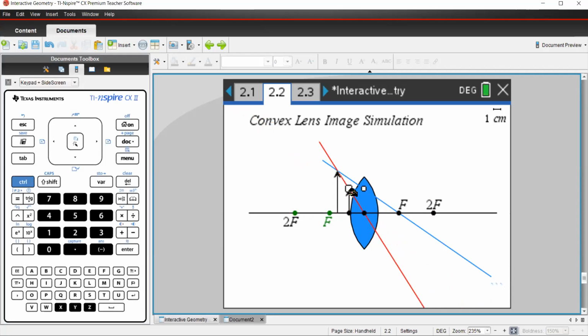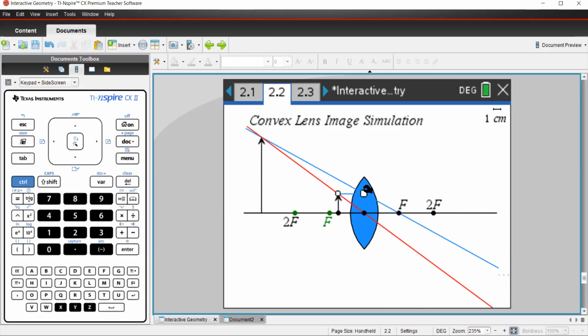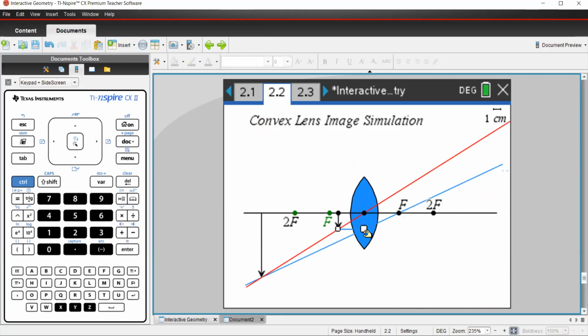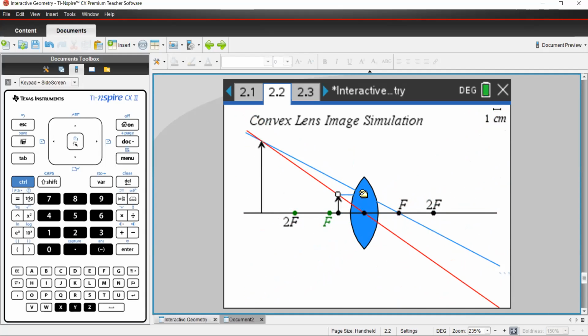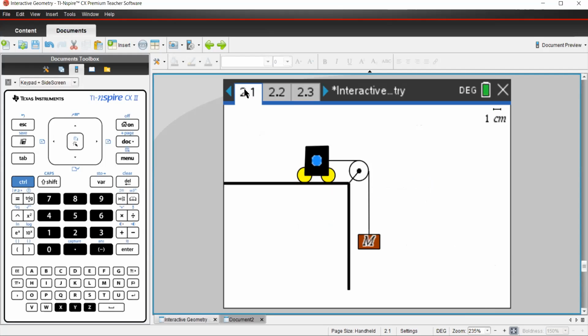So again, I can move it. I can play around with it, and I can see how the simulation works. Even you can increase or decrease the length of the object, and you can see how the length of the image turns out. So this is the small simulation of a convex lens I have made just to demonstrate how you can use the geometry application to make these interactive presentations.